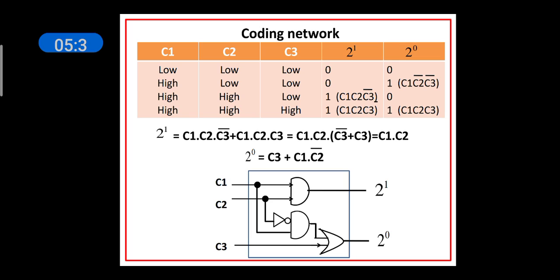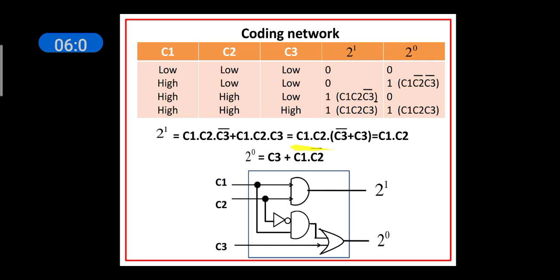Using the sum of products method, we can write the products for high output as shown in the table. 2 power 1 can be written as C1 dot C2 dot C3 bar plus C1 dot C2 dot C3, which can be reduced by using Boolean algebra as C1 dot C2. Similarly, you can write 2 power 0 is equal to C3 plus C1 dot C2 bar.